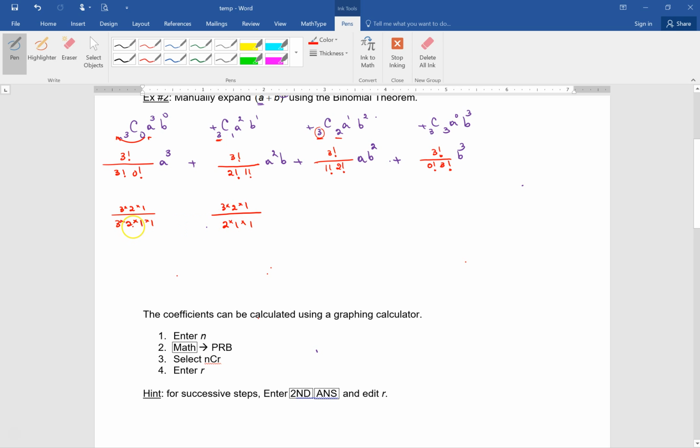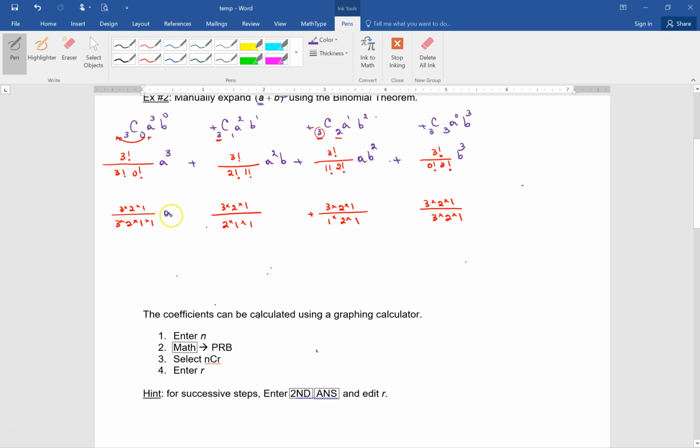And here? Right, because 0 factorial is 1. Now, everybody, look up here for a minute. What do I have on top here? 3 times 2 times 1. What do I have on the bottom? 1 times 2 times 1. Here, what do I have? 3 times 2 times 1 over 3 times 2 times 1.